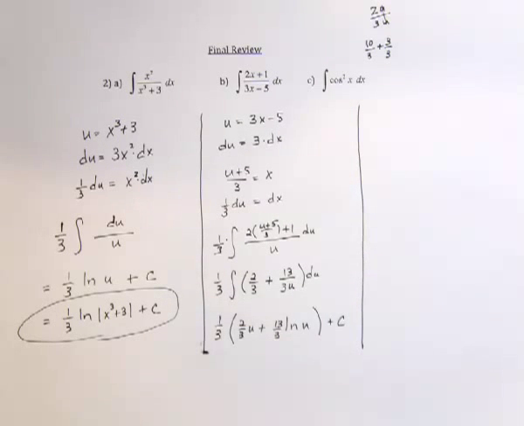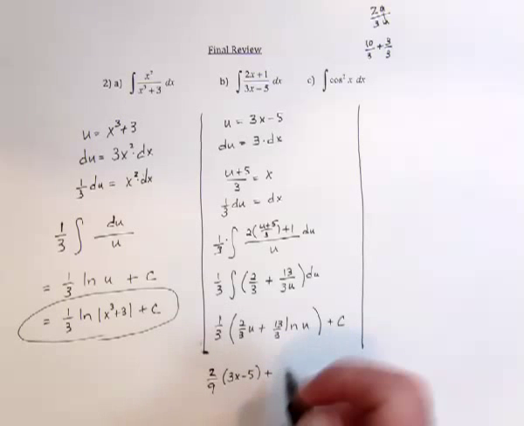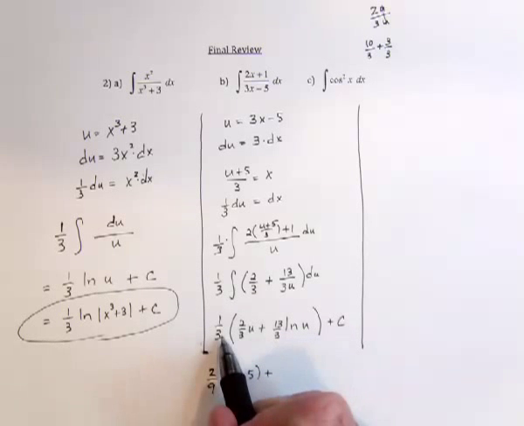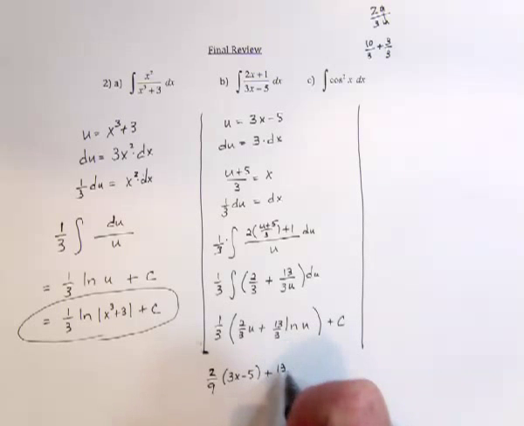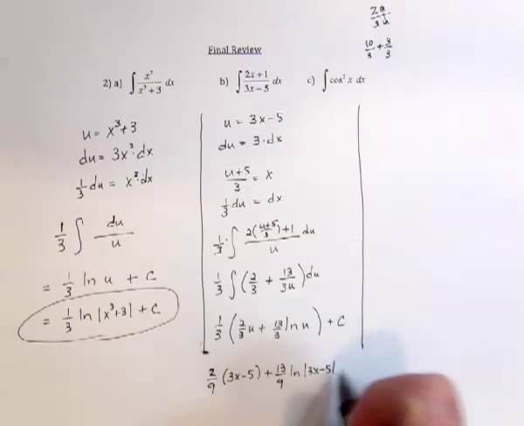And then the last thing to do is replace the u's with 3x minus 5. So, oh, and also distribute this. So it's going to be 2/9 and then 3x minus 5 plus distribute, so it's going to be 13/9 and natural log of 3x minus 5 plus c.